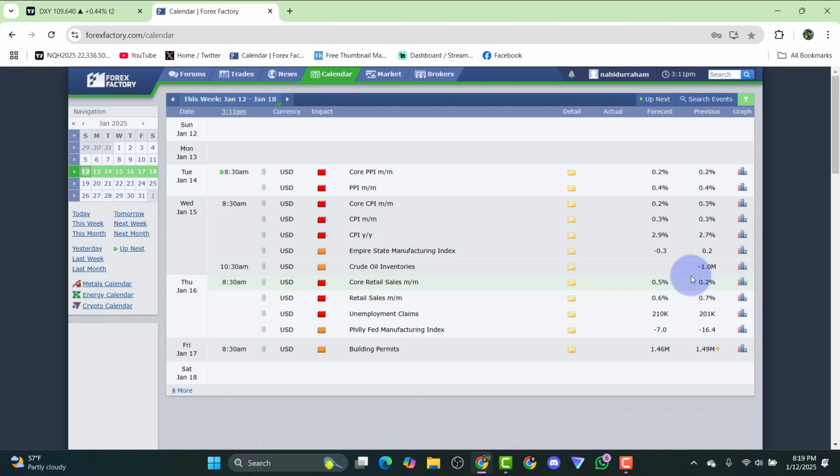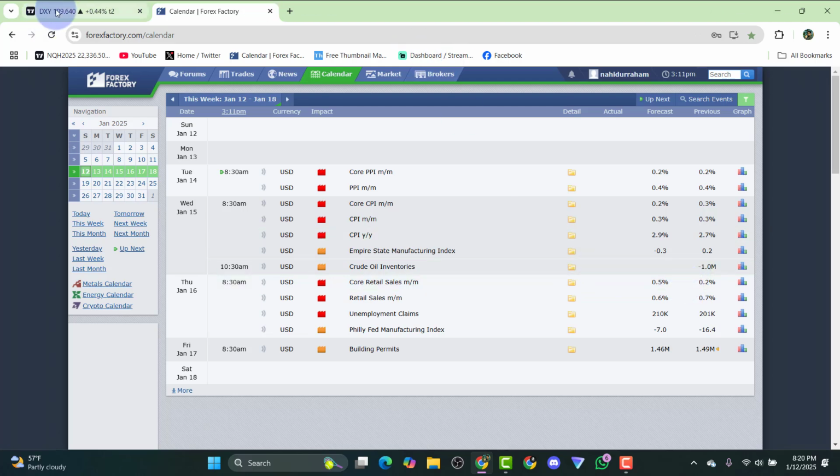Either way, on Tuesday we have PPI, and Thursday we have unemployment claims. Friday we have some kind of medium impact news. All of these news are around 8:30 a.m. New York local time. I wish that this week is gonna be beautiful, except Monday. Monday can be consolidation. Except Monday, for the rest of the days I believe it's gonna be beautiful price action.